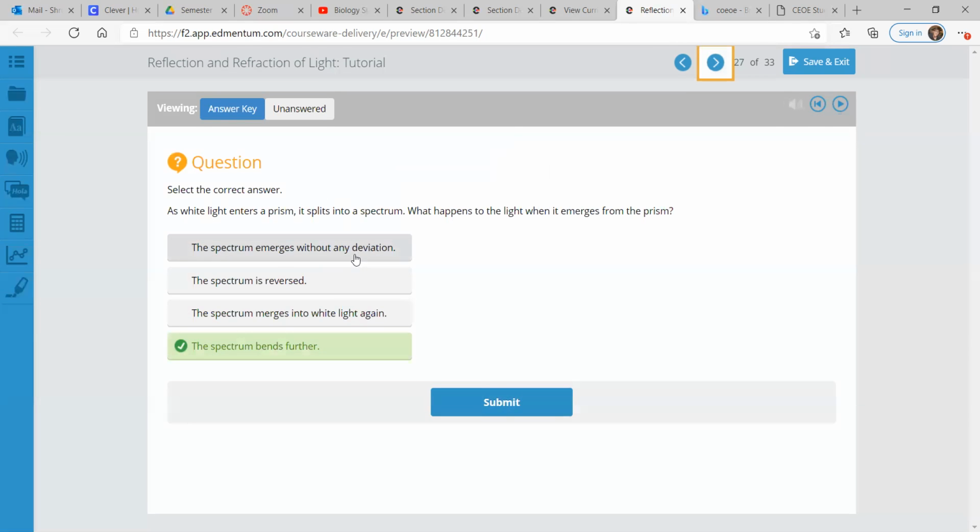As white light enters a prism, it splits into a spectrum. What happens to the light when it emerges from the prism? The spectrum bends even more.